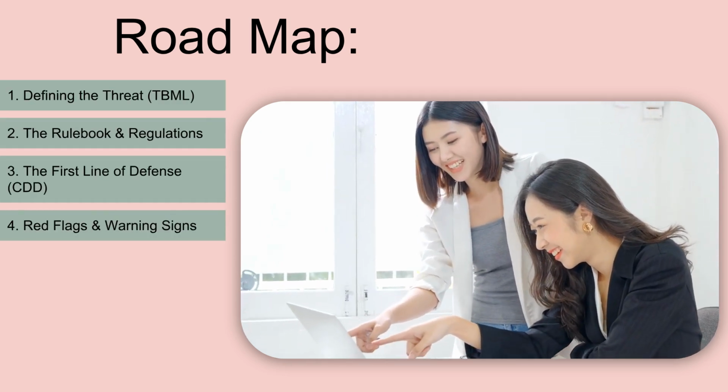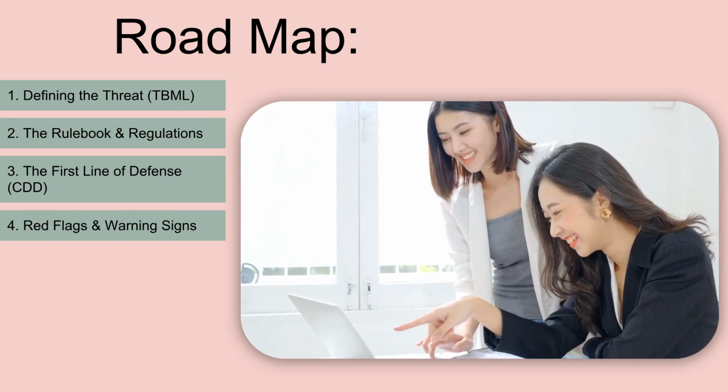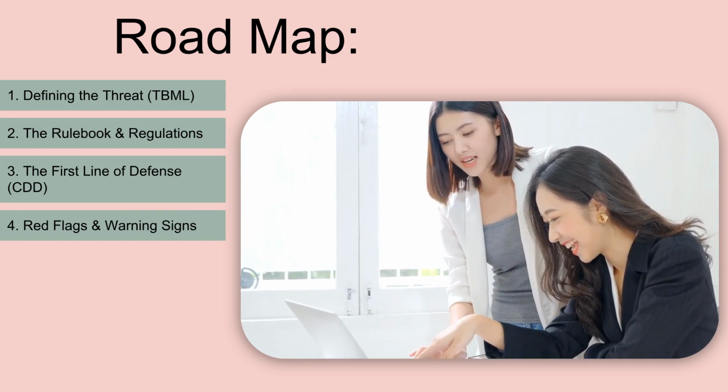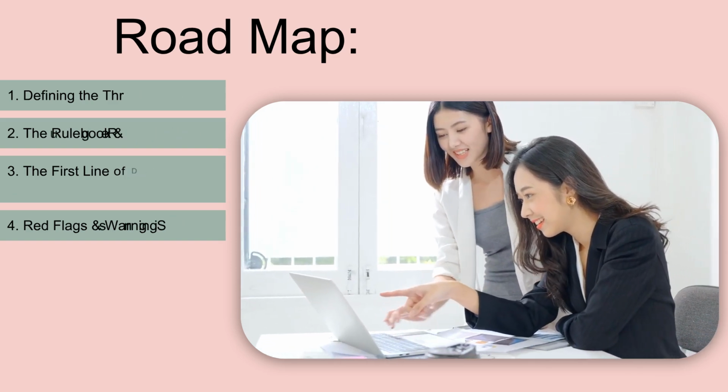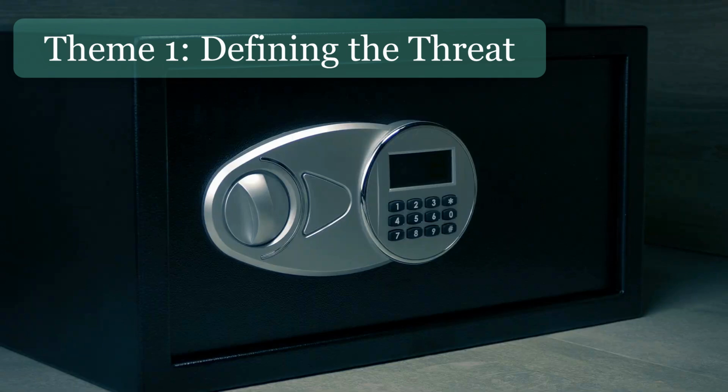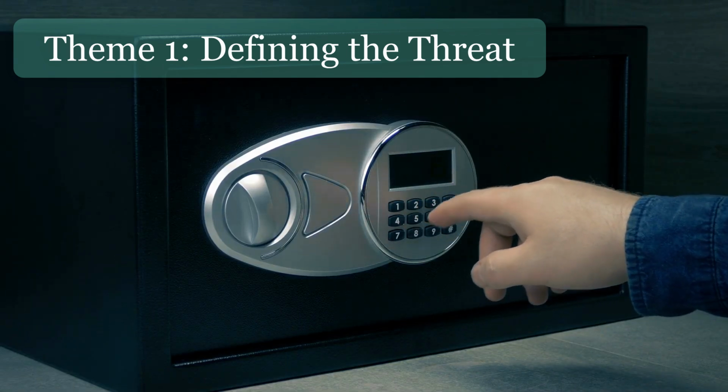1. Defining the threat, TBML. 2. The rulebook and regulations. 3. The first line of defense, CDD. 4. Red flags and warning signs. First, we must understand the crime itself.